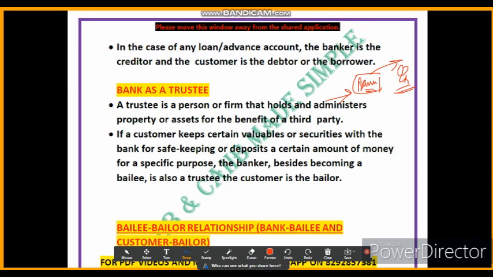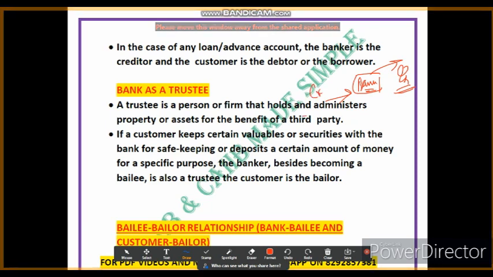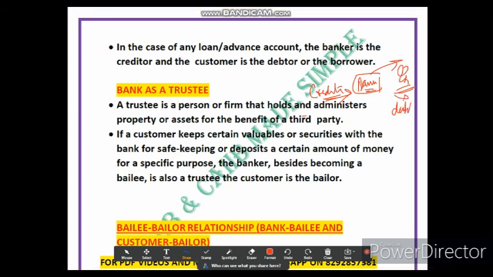So the bank becomes the creditor. Obviously, the bank becomes the what? The bank becomes the creditor, right? Because it is lending the money. And what does the customer become? The customer becomes the debtor, because it owes the money.